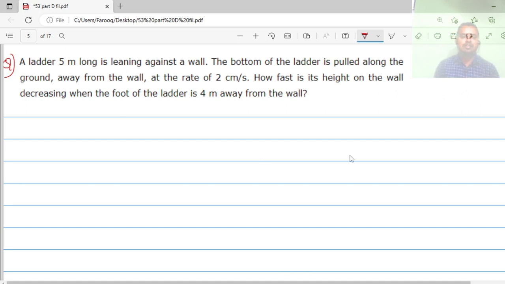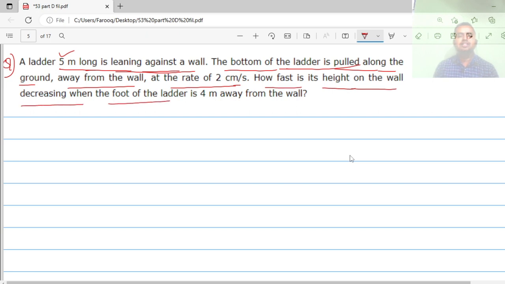A ladder 5 meter long is leaning against a wall. The bottom of the ladder is pulled along the ground away from the wall at the rate of 2 centimeter per second. How fast is its height on the wall decreasing when the foot of the ladder is 4 meter away from the wall? Yes, write the solution of this problem first.